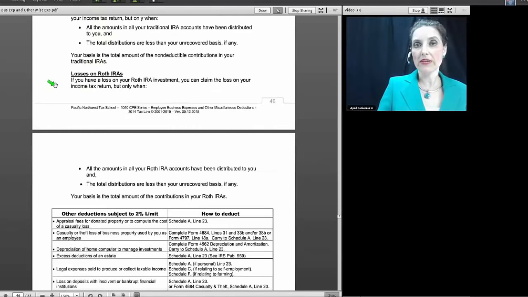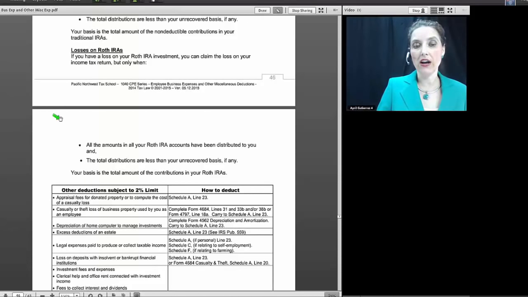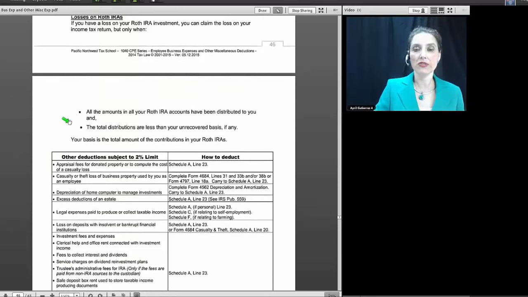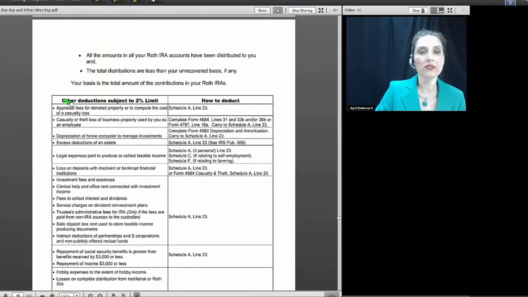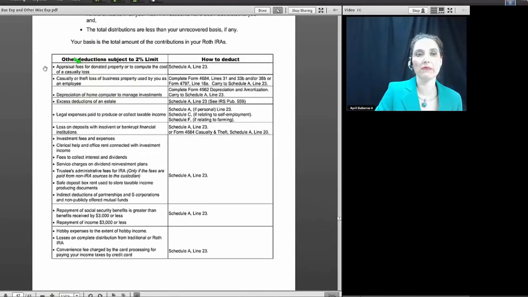Also, Roth IRAs, of course, all Roth IRAs always have a cost basis in them because contributions are non-deductible. Same deal there. If you empty out your Roth IRA and you have a loss, you can deduct it subject to the 2% limit. So let's look at some other deductions you might be able to claim that are subject to the 2% limit. We have appraisal fees for donated property or to compute the cost of a casualty loss.